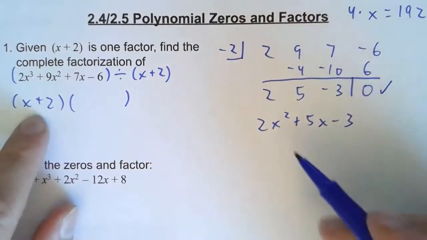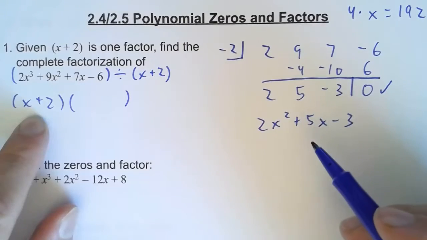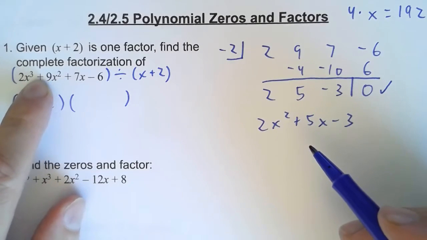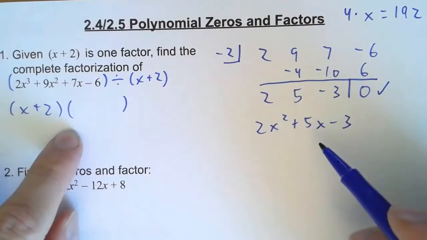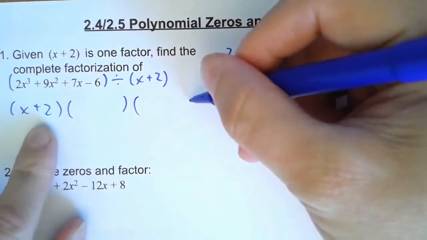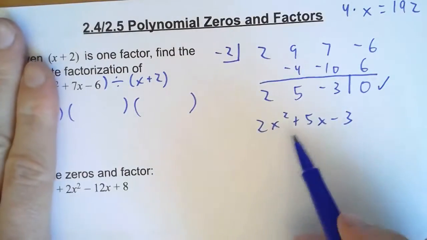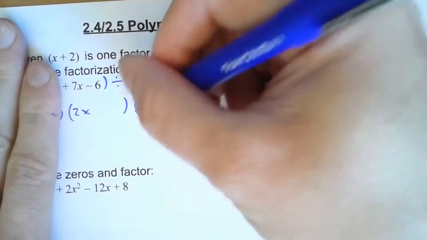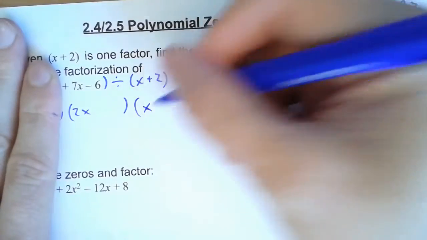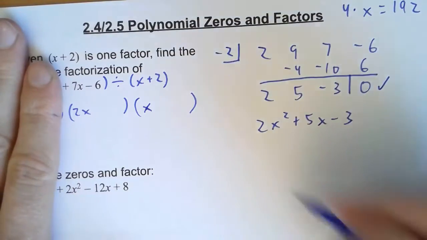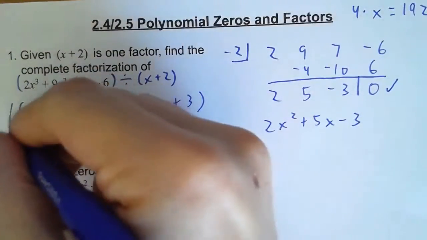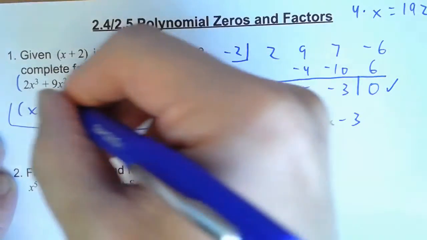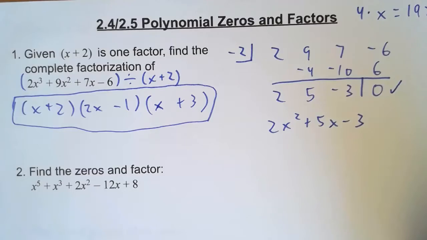Okay, so we know that x plus 2 times this quadratic equals this cubic polynomial. Now we do want the complete factorization though, so we're going to take a look at this and factor it further. Let's just go ahead and do that over here. So we know we need 2x and x, and then it looks like we're going to want plus 6x and minus 1x. And so then there's our answer for this problem here. There is the complete factorization.